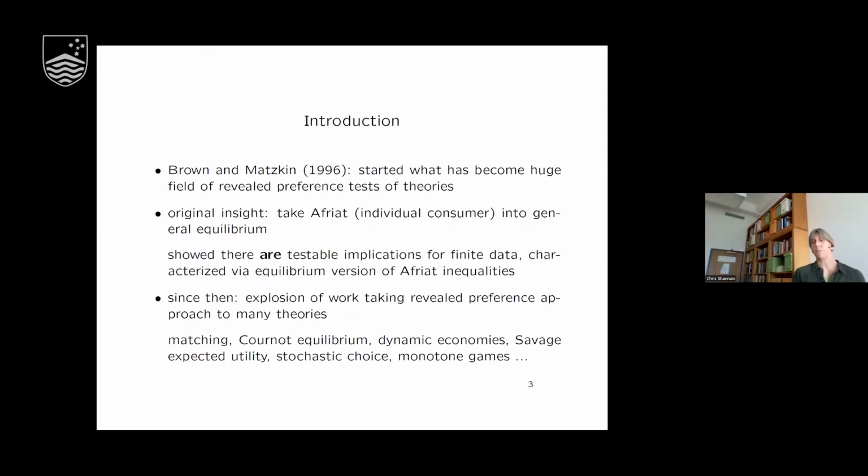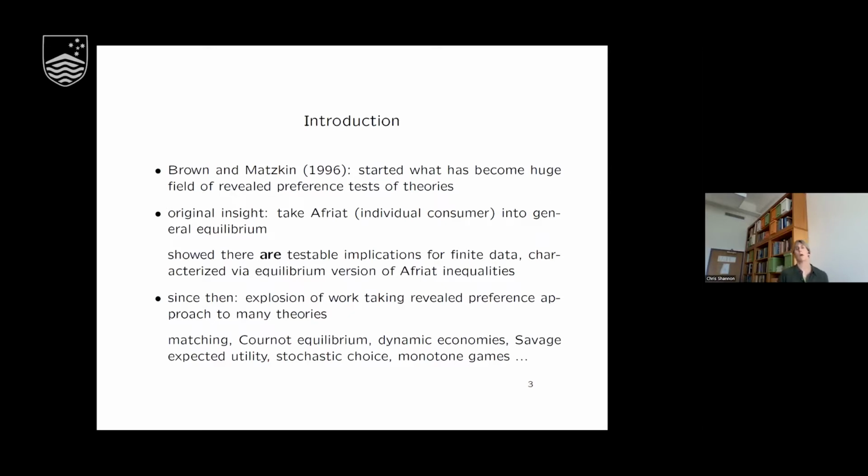Already that was perhaps surprising, coming from some intuitions about the way that general equilibrium problems behave based on things like the Sonnenschein-Mantel-Debreu theorem. And in addition, they characterized what these testable implications are using some equilibrium version of Afriat inequalities. And then, more recently, there's been just an explosion of work looking at revealed preference approaches to many different theories.